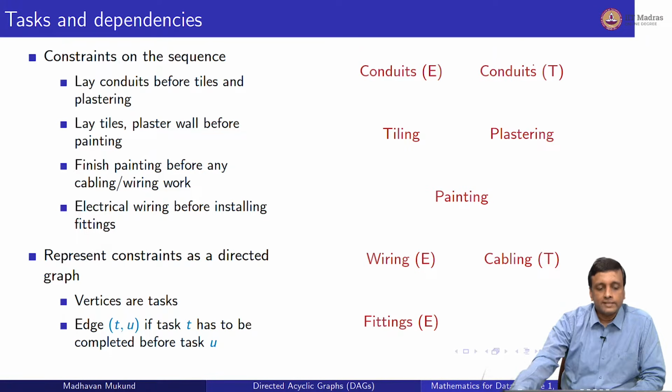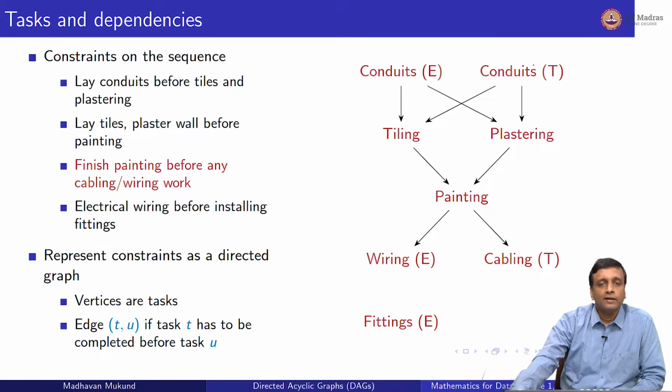And now I have these constraints. The first constraint says that I must lay all the conduits before I do tiling and plastering. So from each of the conduit vertices, I have an edge to each of the other two vertices, one to tiling and one to plastering. Then it says you must finish plastering and tiling before you paint the walls. So from both the tiling and the plastering nodes, we have an edge to painting.